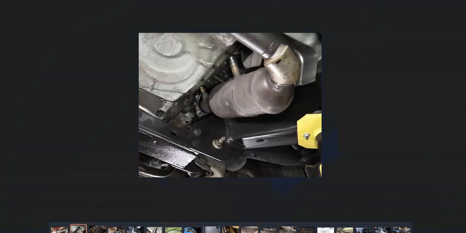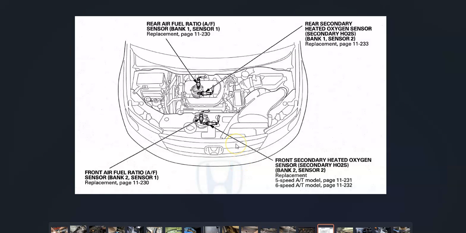So the first thing you want to do is you want to find that sensor. And so here's a 2012 Honda Odyssey. As you can see, it says bank 2 sensor 2, so this would be the one that the onboard computer is seeing an issue with. It'd be this sensor in the front, second one down.